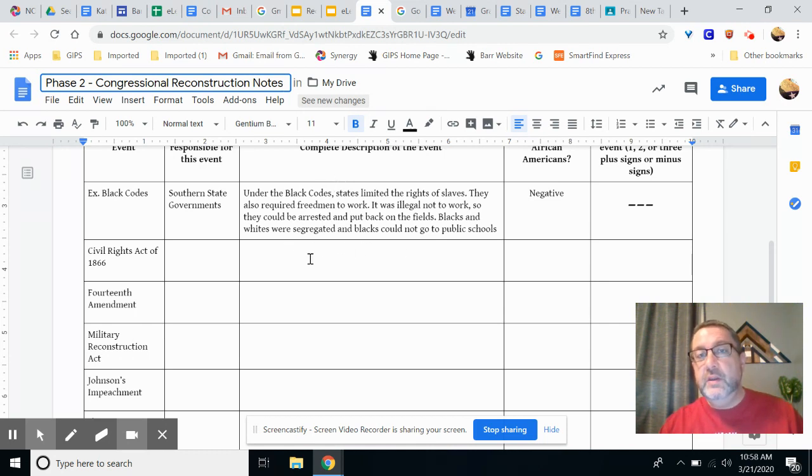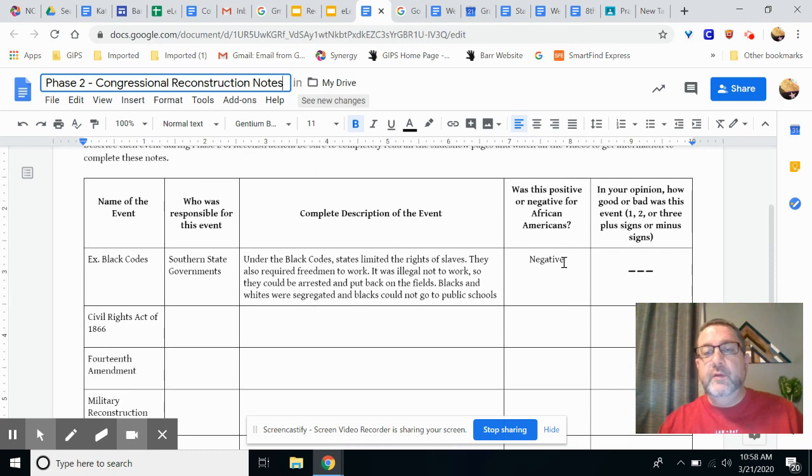This needs to be in your own words. Don't just copy exactly what the book has. That doesn't mean you've learned anything. So put it in your own words. And then over here, if you remember, we had plus signs if we thought that the thing was a positive event for African Americans in the South, and we have a minus sign if it was negative. We're going to do the same thing right here. If it's positive or if it's negative, you'll put it right here for African Americans in the South.